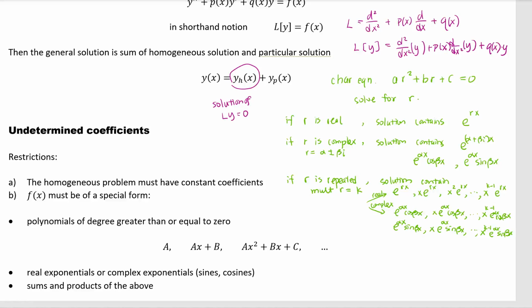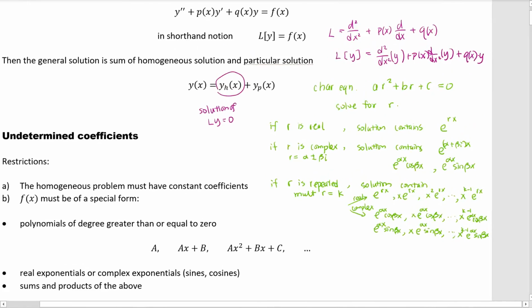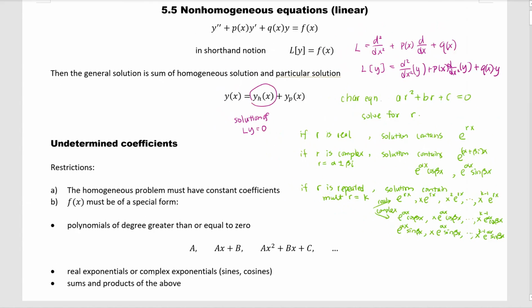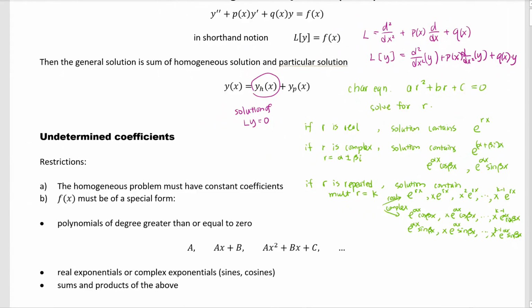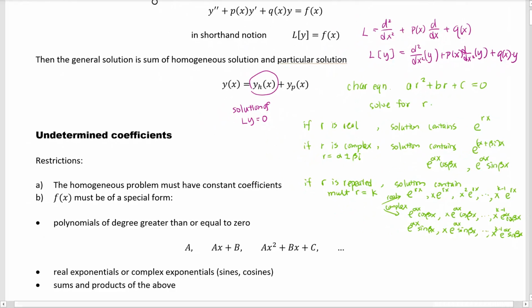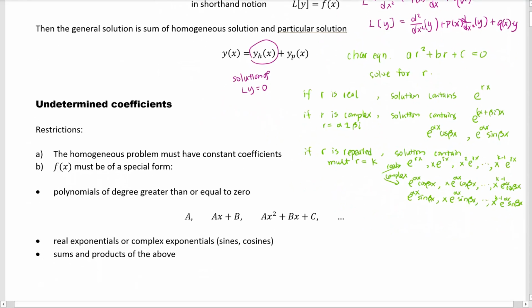Okay, all right. So today, for solving non-homogeneous equations, we will look at the method called undetermined coefficients. Okay, so we have some restrictions about this method. Part A, first, the homogeneous problem must have constant coefficients. Okay, so it's a linear ODE with constant coefficients. Second, the force function, the right-hand side of the equation, must be of a special form. It's either a polynomial of degree greater than or equal to 0.